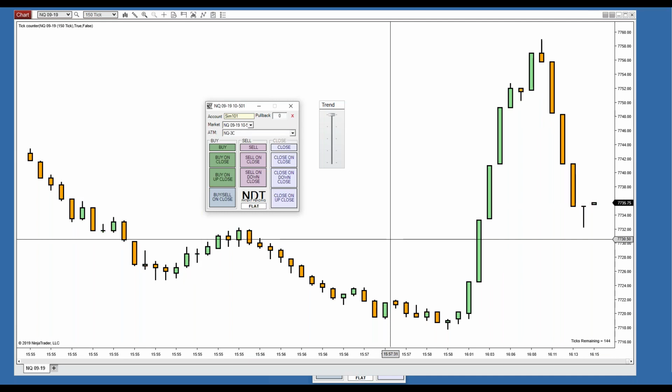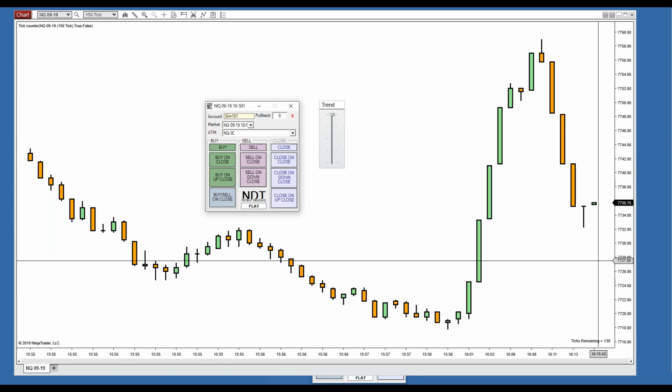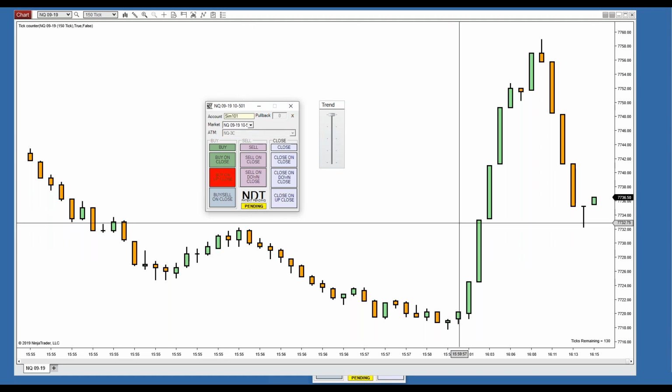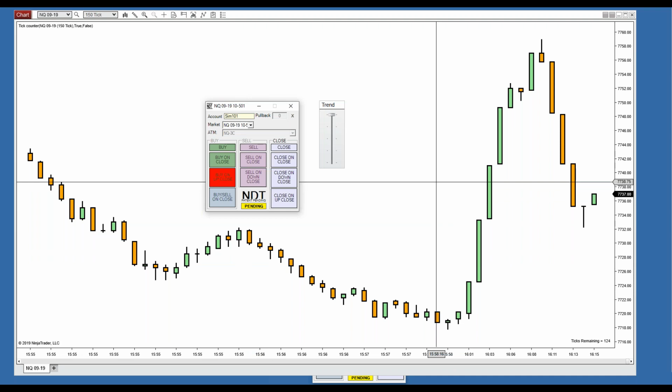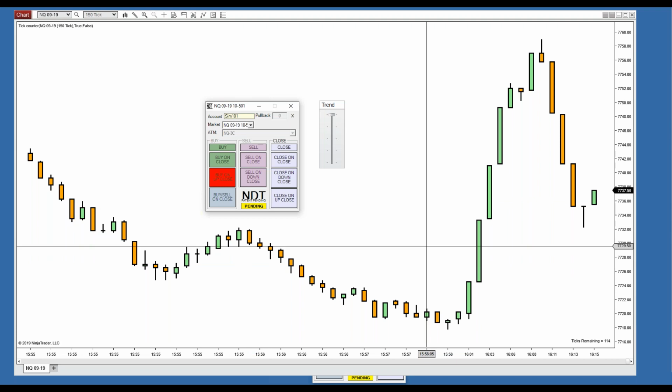Now it's going to hit the next candle. Let's wait till it counts down. It's 106, 104. It's a slow moving market right now because it's after market. But wait till we get to 0, and you'll see that the NDT will execute almost exactly 1 tick above the close of the candle.